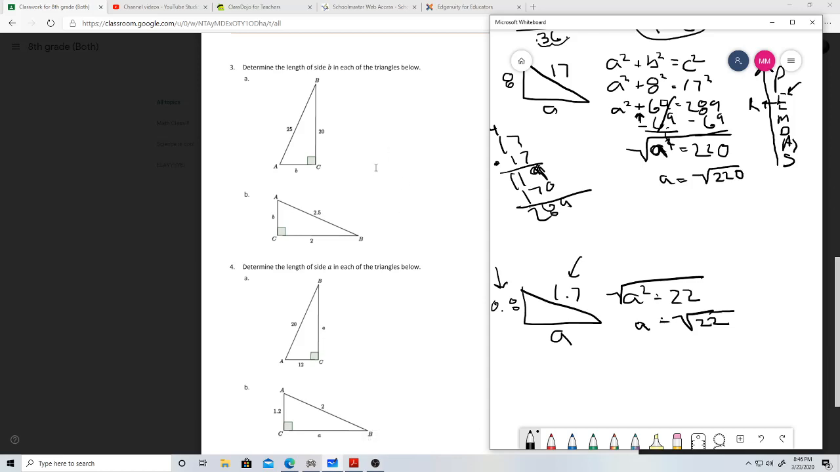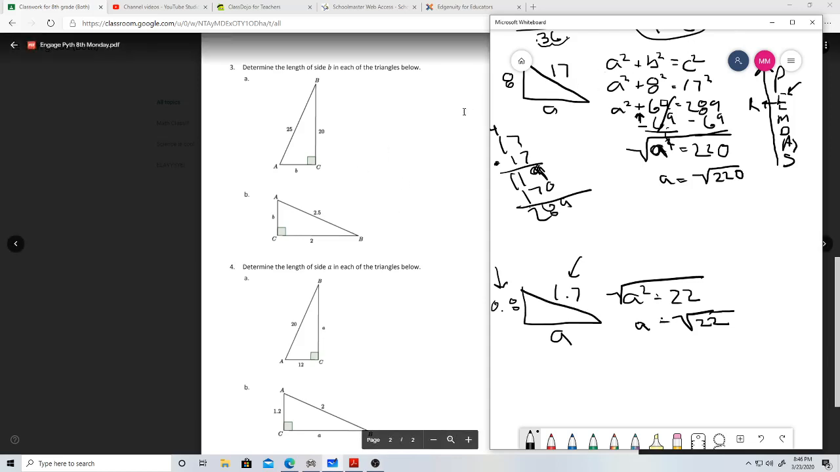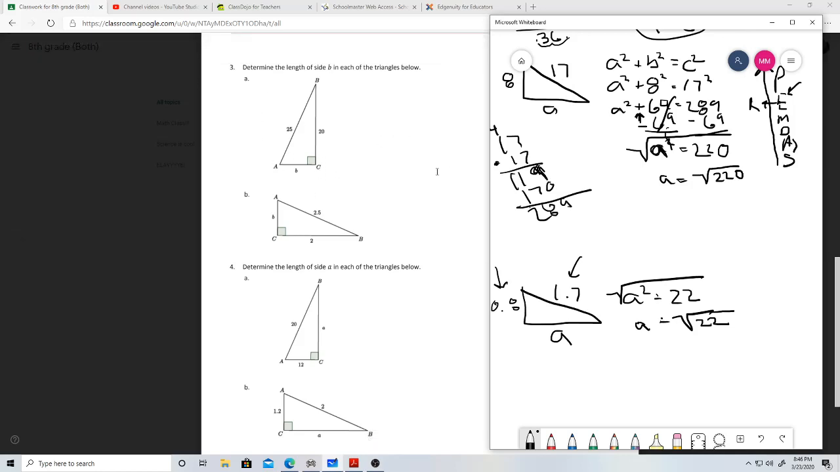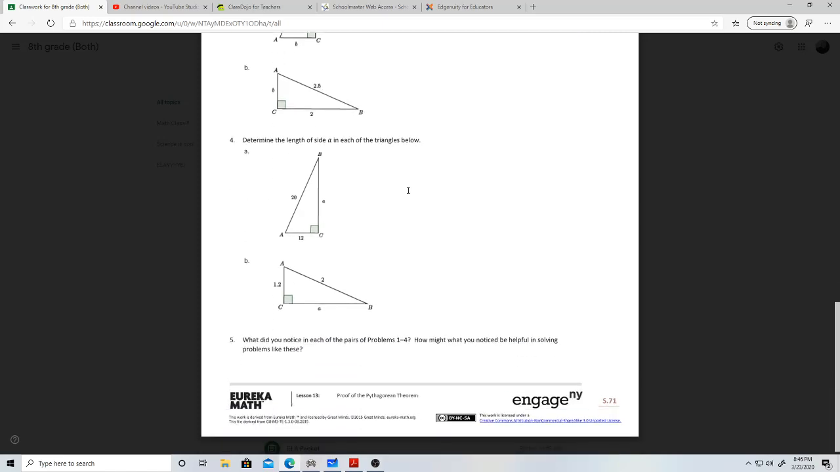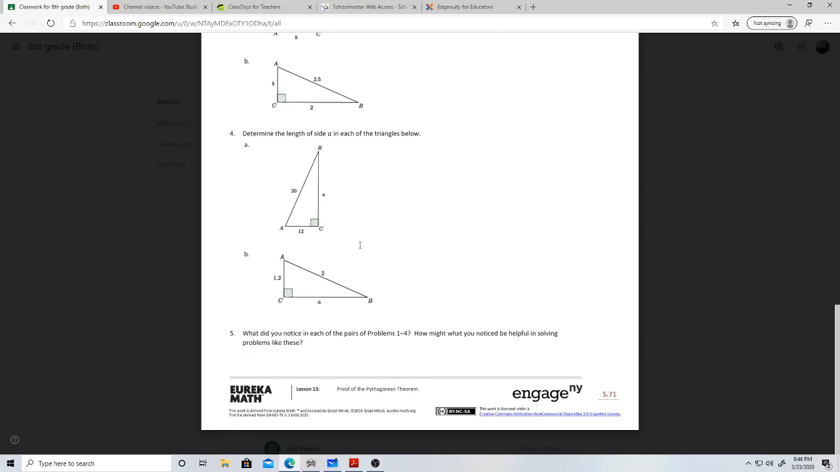Determine the length of side. Alright, so here's what I'm going to do. I am not going to demonstrate these because it's the same as number 2. And number 4 is the same as those. And then number 5, what did you notice in each pair of problems 1 through 4? How might what you notice be helpful in solving problems like these?